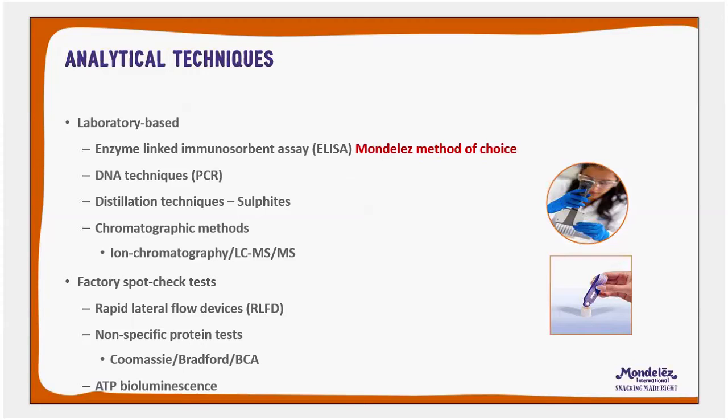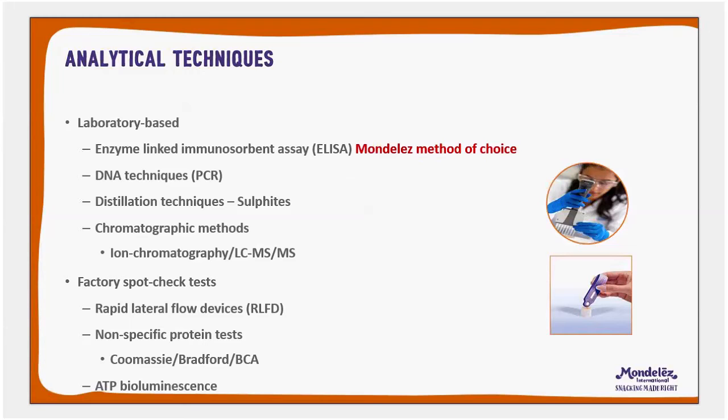When we think about the analytical techniques that you might use, almost certainly you'll use the method of choice, which is ELISA, enzyme-linked immunosorbent assay. Occasionally, if there is no ELISA test available and you cannot choose a different target allergen, then you might use a DNA technique based on a method called polymerase chain reaction, or PCR. Sulfites, the way to detect them is through a distillation technique, and if you're looking for the presence of something, for example, like lactose, the sugar that's present in milk, you're going to most likely be using a chromatographic method. Those are all test methods that a laboratory will be doing on your behalf.